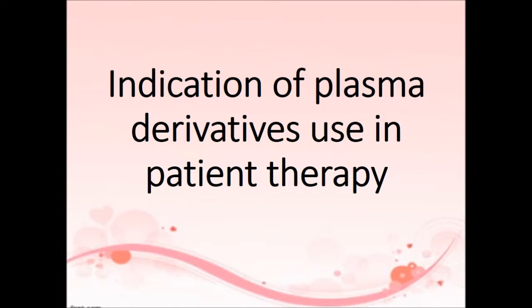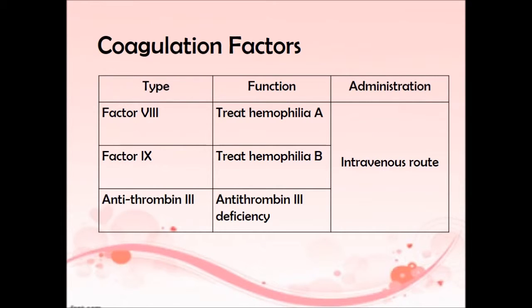Now, the indications of plasma derivatives used in patient therapy. Coagulation factor is a plasma derivative used to treat patients, for example, in factor replacement therapy. This is the basic treatment used to stop or prevent bleeding in people with hemophilia A and B. Factor 8 is used to treat patients with hemophilia A, who have a deficiency of factor 8, while factor 9 is for hemophilia B patients. Injection into the bloodstream is the way to administer these factors.